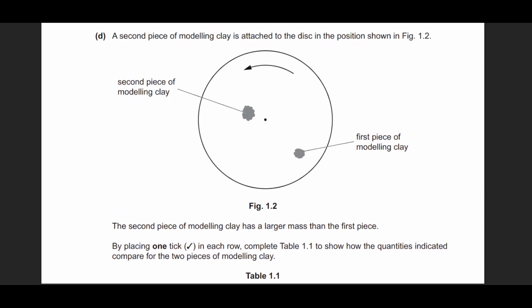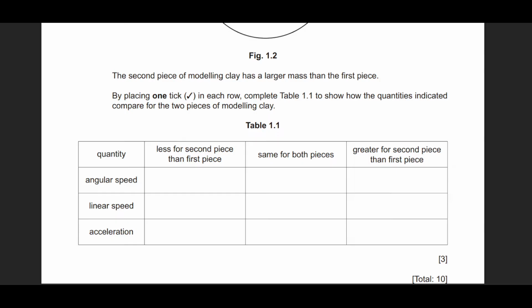In the next question, he said there is a second piece of modeling clay. The first one and second one. The second one is placed a bit closer. This is your second one, and this is your first one. By placing one tick in each row, complete the table showing how these quantities compare between the two pieces. How will they be relative to each other?